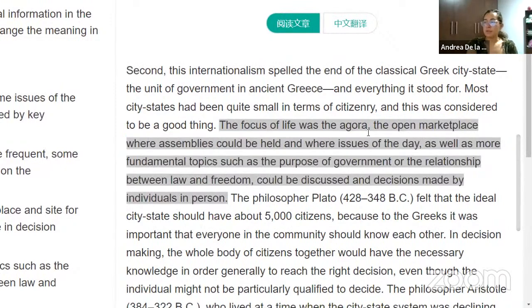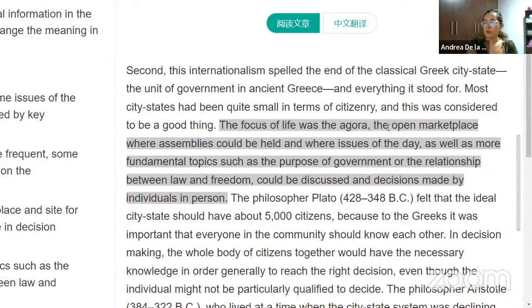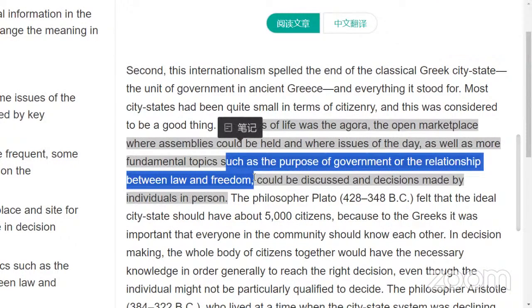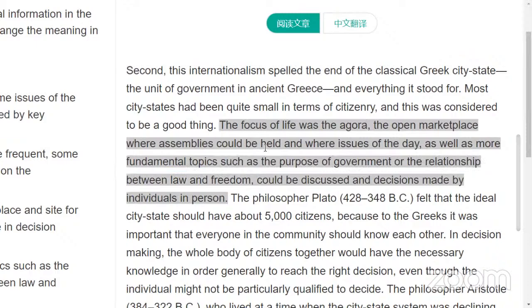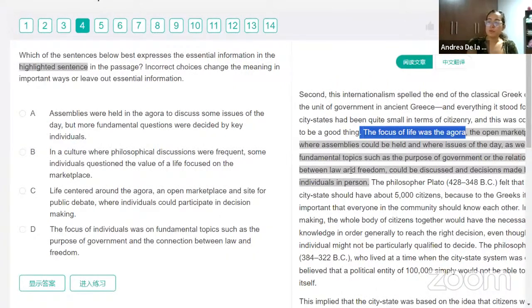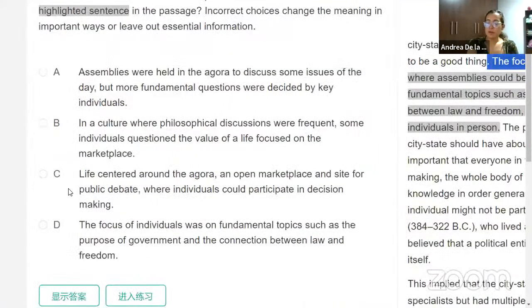Cuando tengas ese tipo de explicaciones extras, ejemplos, por ejemplo, the focus of life was the Agora, the open marketplace where assemblies could be held and where issues of the day, as well as more fundamental topics, such as, por ejemplo, todos estos ejemplos son ejemplos nomás, pero no es principal. Entonces, ejemplos, explicaciones extras no son la idea principal. Aquí sería the focus of life was the Agora. Y lo que tú tienes que hacer es buscar una oración acá que tenga la misma idea principal. ¿Cuál sería?